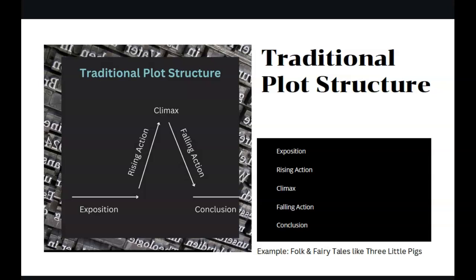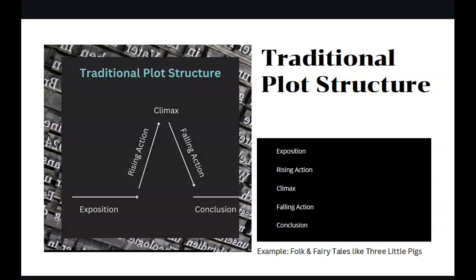So our first plot structure we're going to look at here is the traditional plot structure. You'll see this in folk and fairy tales, such as The Three Little Pigs. This is a very simple plot structure. It starts out with exposition. And in your exposition, you have the introduction of your characters, your setting, and your conflict.